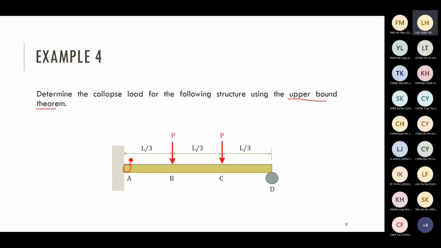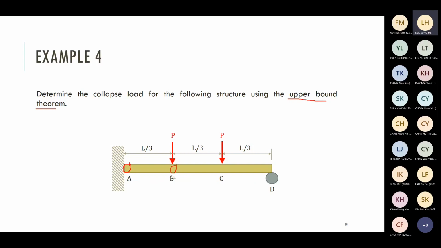After formation of one hinge, it's still stable. That means it's able to form one more hinge. Say, for example, point B. After formation of plastic hinge at point A and point B, it becomes unstable. You can see this kind of deformation. What I want to mention is that it seems that two hinges will make the structure unstable.